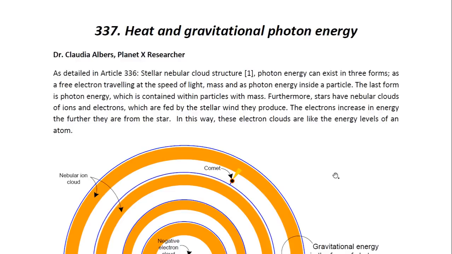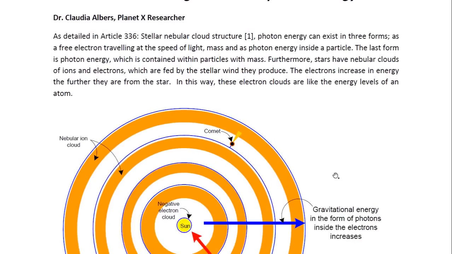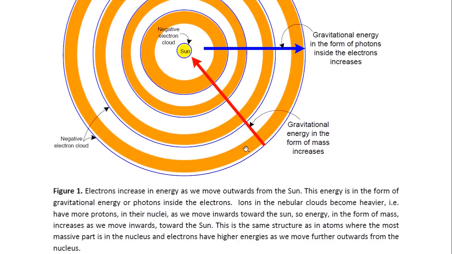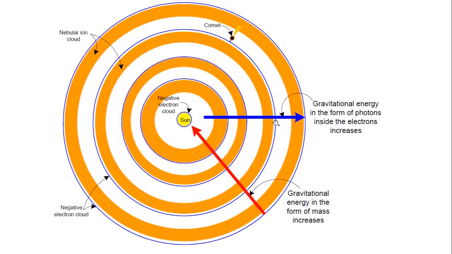Furthermore, stars have nebula clouds of ions and electrons, which are fed by the stellar wind they produce. The electrons increase in energy the further they are from the star. In this way, these electron clouds are like the energy levels of an atom. And here we see the structure of these nebula clouds, which I showed in Article 336. The orange circles represent the nebula ion clouds, and the blue circles represent the electron clouds.